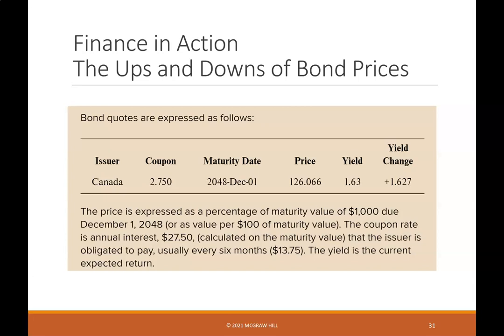The price is expressed as a percentage of maturity value of 1,000, due December 1st, 2048, or as value per 100 of maturity value. The coupon rate is annual interest, $27.50, calculated on the maturity value that the issuer is obligated to pay, usually every 6 months, $13.75. The yield is the current expected return.